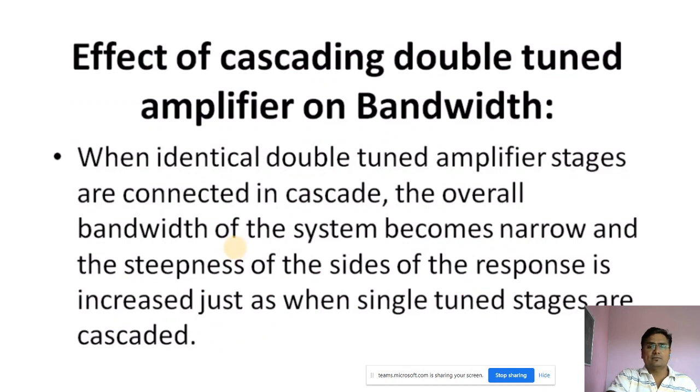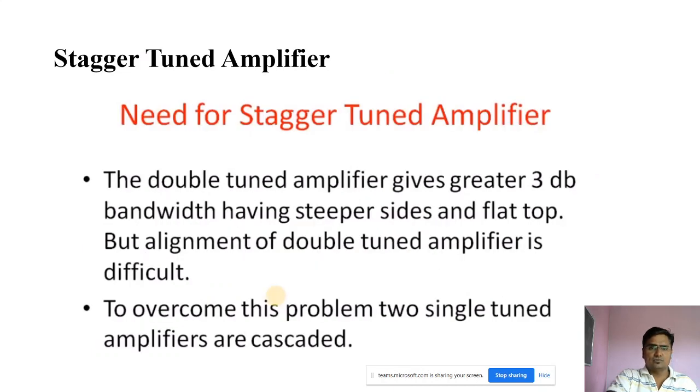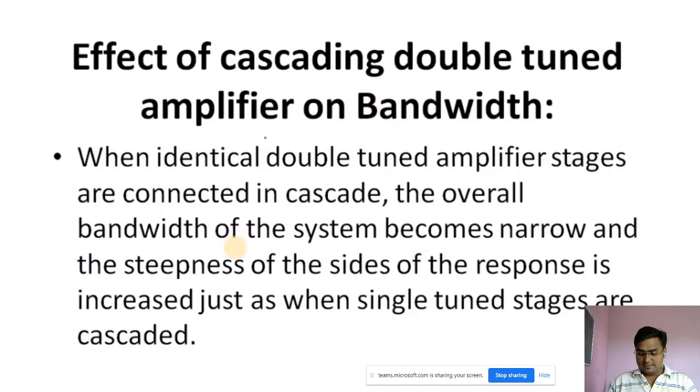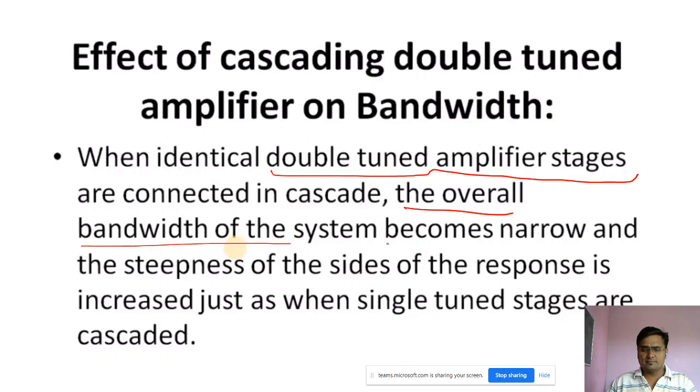Now, what is the effect of cascading double tuned amplifiers on bandwidth? Just go with this. The effect is the same as that of the single tuned amplifier. Look at this: when identical double tuned amplifier stages are connected in cascade, the overall bandwidth of the system becomes narrow.